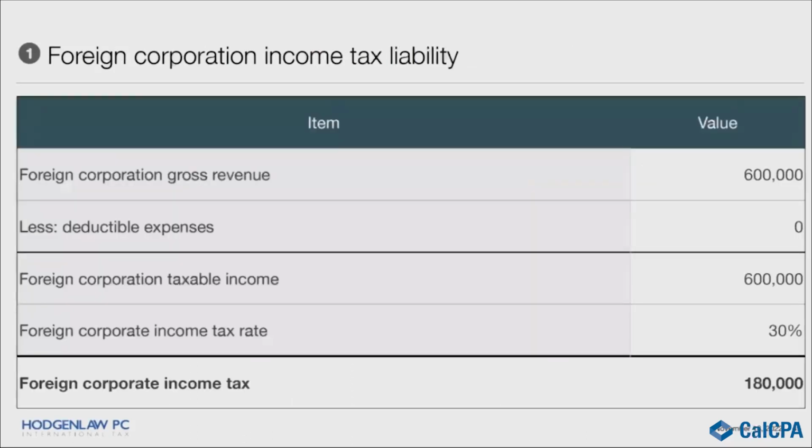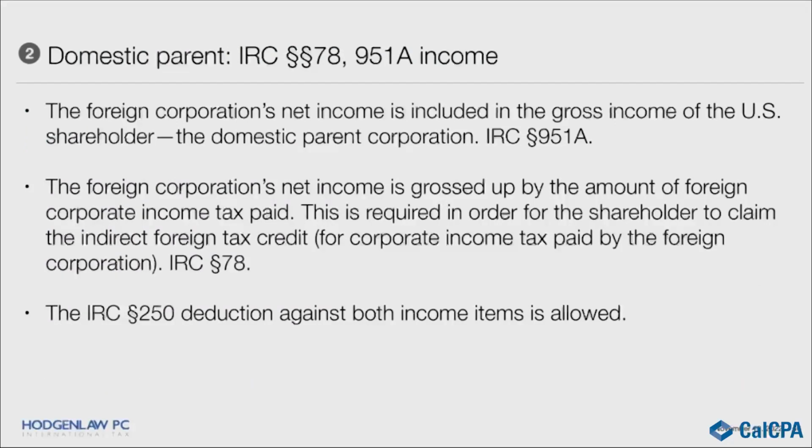Again, back to the same old deal. First things first, we're going to pay $180,000 of foreign corporate income tax at the operating subsidiary level. The domestic parent, we're going to have the Section 951A income. And remember, because of the indirect foreign tax credit, we have to gross that income up by the corporate income tax paid. This is Section 78. And so that is going to be gross income flowing through to the Form 1120 for the domestic parent.